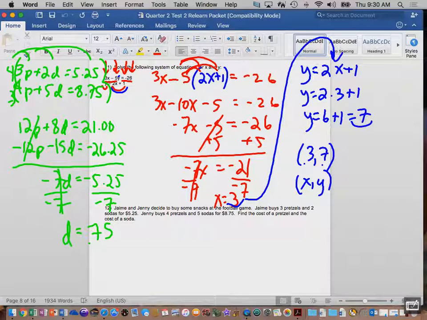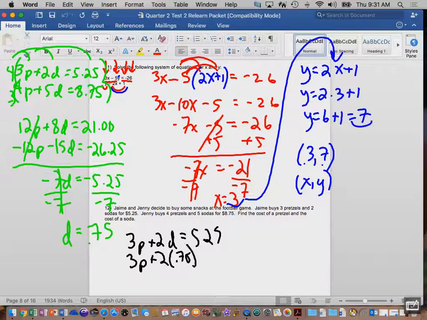Now, I have to go back and get the cost of a pretzel. So 3 pretzels plus 2 sodas was $5.25. So that means 3 pretzels plus 2 times 0.75 is $5.25.